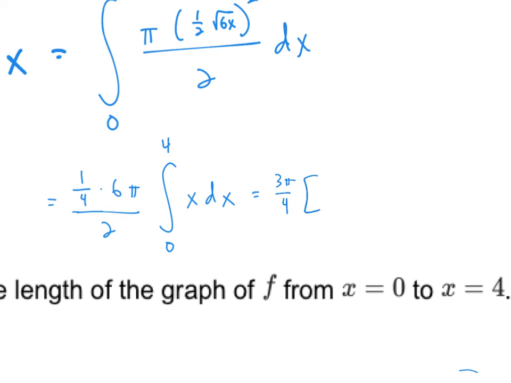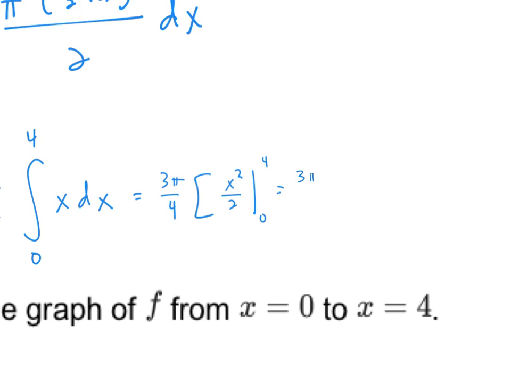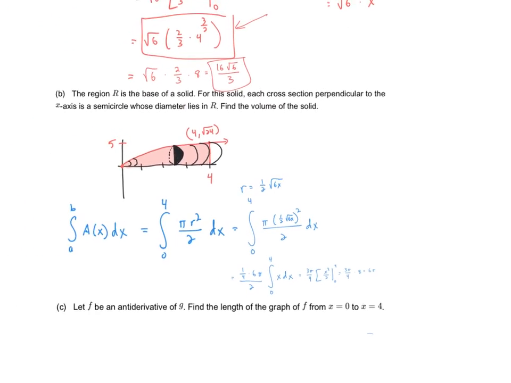And then we'll integrate. Okay, and then when we plug in 4 squared is 16 over 2, which is 8. And then minus 0 is just 8. That's 6 pi. And do we need units? No.